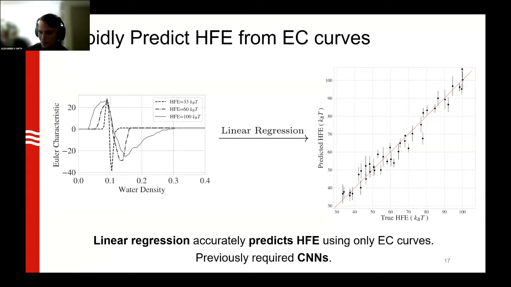And again, the trend that you'll see in this talk is that to get this same level of accuracy, we previously required complex two-dimensional convolutional neural networks. So again, this optimal representation of the data via the Euler characteristic and topology allows us to rapidly predict these hydration free energies without the need for these really complex, uninterpretable convolutional neural networks.